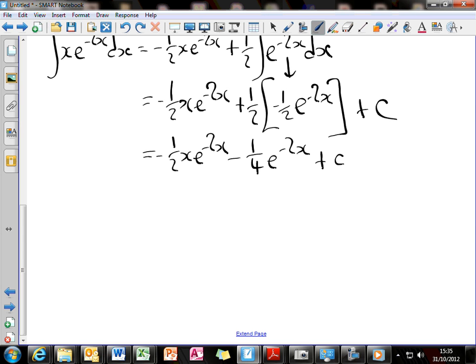Okay, I guess we can leave it like that. We could take a factor of e to the minus 2x out, but let's tidy it up a bit. Let's do that. So minus e to the minus 2x we'll take out. So inside the brackets we're going to get 1/2 x plus 1/4. I guess we could take half x out maybe as well. Let's see.